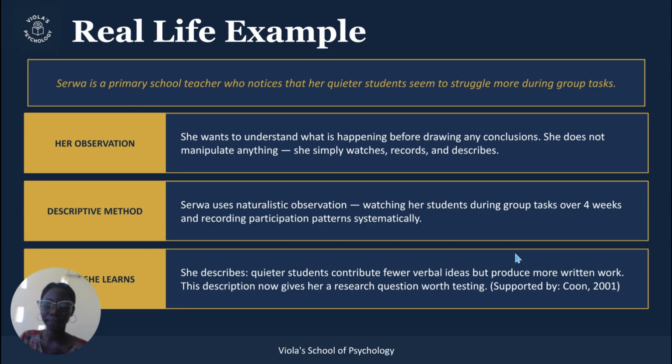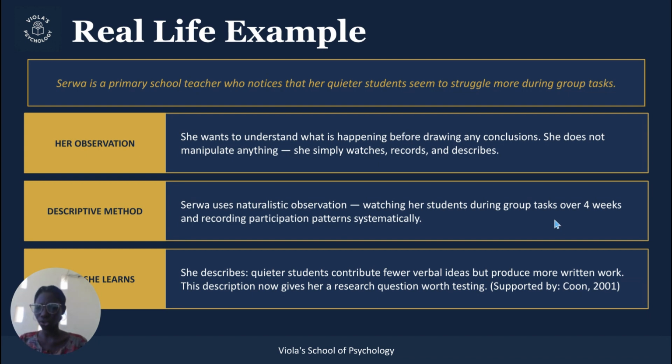Meet Sewa. Sewa is a primary school teacher who has noticed something. She has noticed that her quieter students seem to struggle more during group tasks. That is an observation. Okay, but she does not know why yet. She can't explain yet. All right. So what does she do?